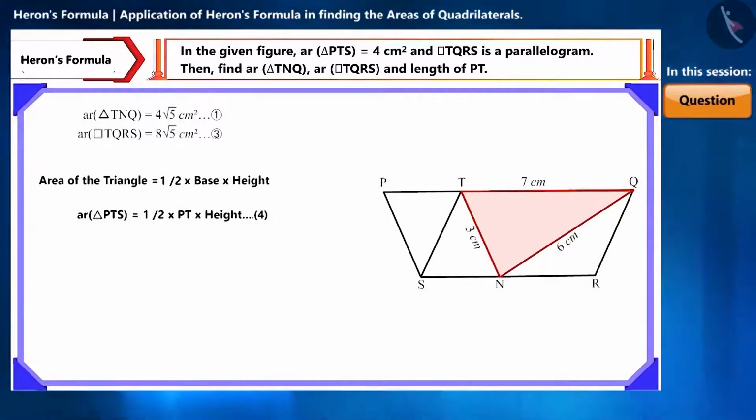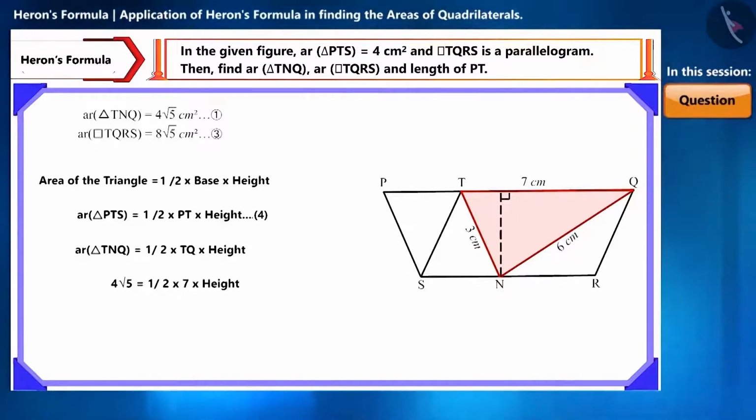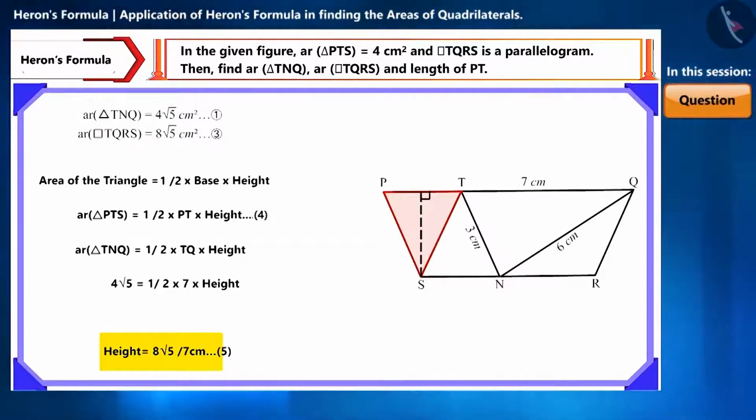We are given the base TQ of triangle TNQ is 7 cm. And we obtained its area as 4 root 5 square centimeters. We can find the height of this triangle by substituting their values in this formula. We will obtain its height as 8 root 5 by 7 centimeters. Friends, both these triangles TNQ and PTS are situated between the two parallel lines PQ and SR. Therefore, the height of triangle PTS will also be 8 root 5 by 7 centimeters.